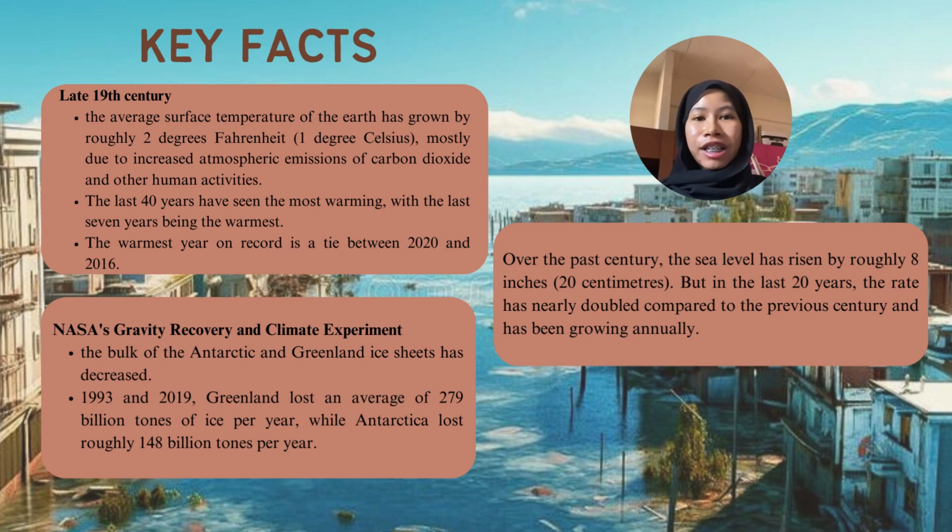Since the 19th century, the average surface temperature on Earth has grown by roughly 2 degrees Fahrenheit, which is 1 degree Celsius, mostly due to increased atmospheric emissions of carbon dioxide and other human activities. The last 40 years have seen the most warming, with the last 7 years being the warmest. The warmest year on record is a tie between 2020 and 2016.